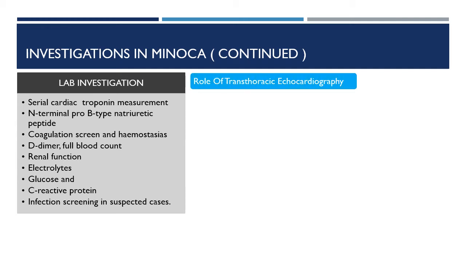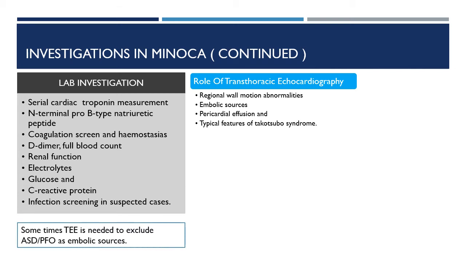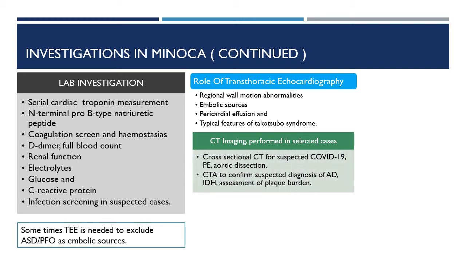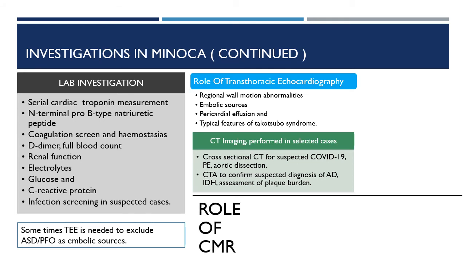All patients should undergo a transthoracic echo in order to be evaluated for regional wall motion abnormalities, embolic sources, pericardial effusion, and typical features of Takotsubo syndrome. Even transesophageal echo may be needed in some patients to exclude ASD or PFO as embolic sources. In selected patients, CT imaging can also be performed. Cross-sectional CT for suspected COVID-19, pulmonary embolism, aortic dissection, and CT angiography to confirm suspected diagnosis of aortic dissection, intramyocardial dissecting hematoma, and assessment of plaque burden.